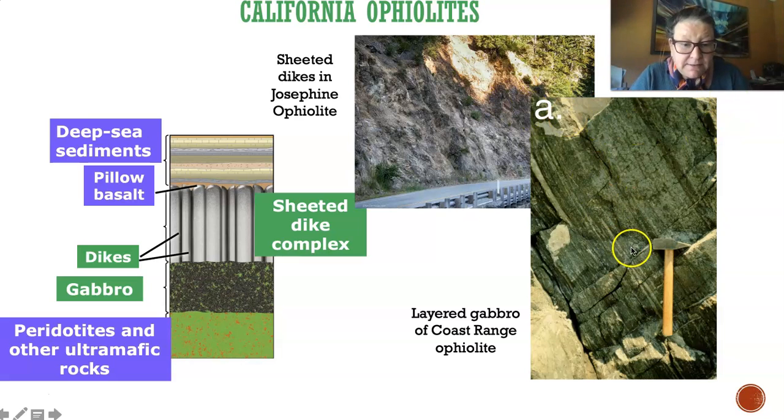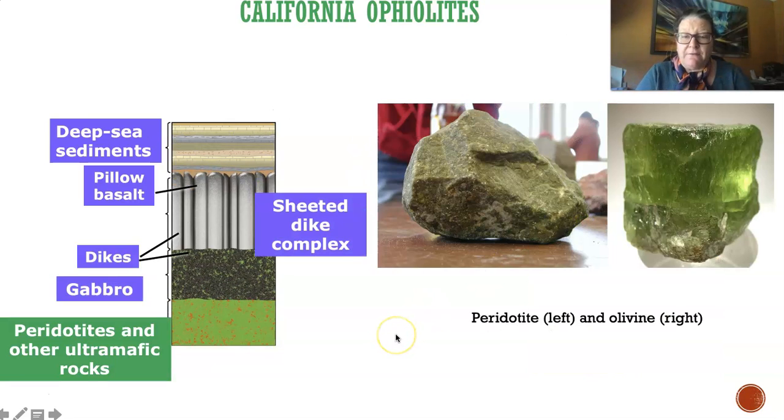Here's a tilted example of layered gabbro. This is the intrusive mafic rock, and we can see some layering here. And when I looked for California peridotites, I mostly just found hand samples. So here's a peridotite, and here's olivine, which is one of the main minerals in peridotite.